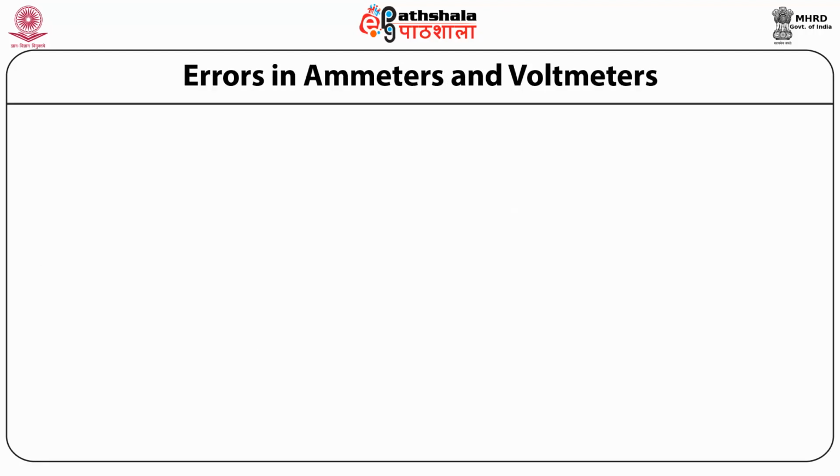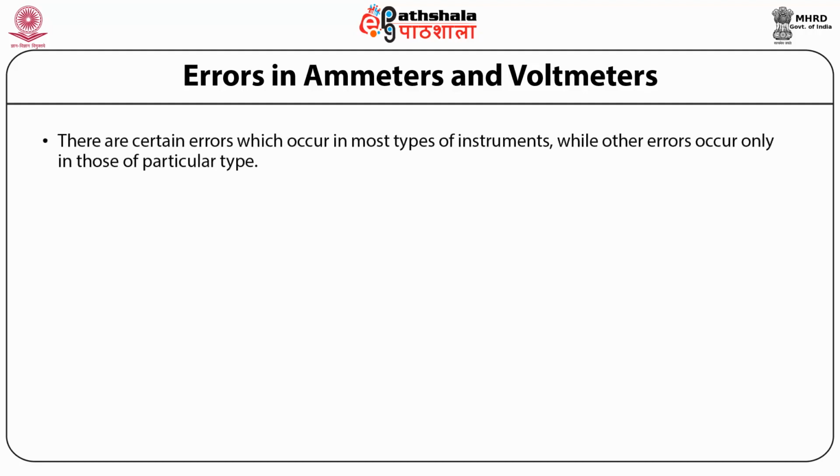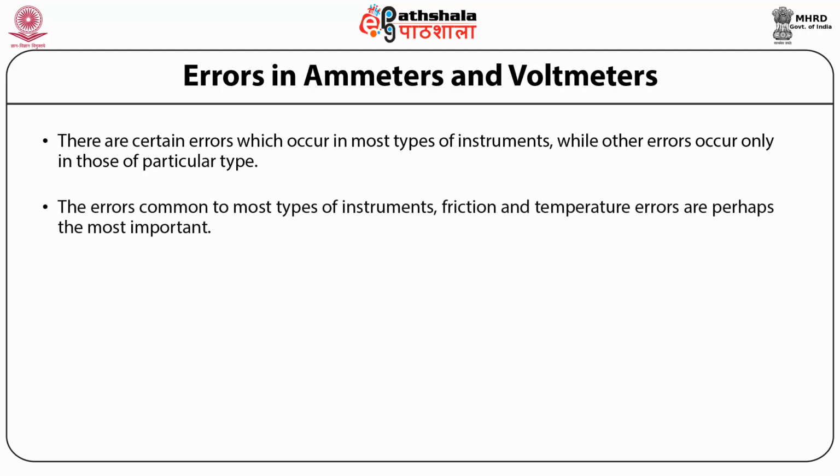Students, now let us see the errors in the ammeters and voltmeters. There are certain errors which occur in most types of instruments, while other errors occur only in those of particular type. Of the errors common to most types of instruments, friction and temperature errors are perhaps the most important.